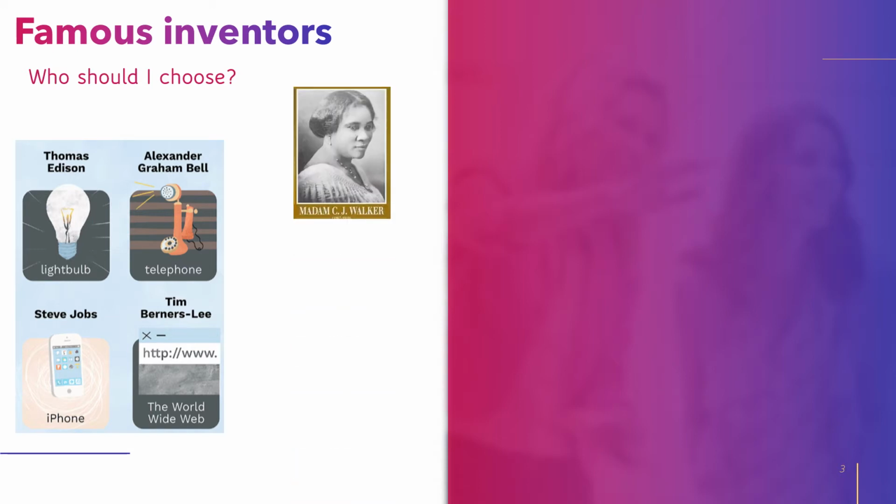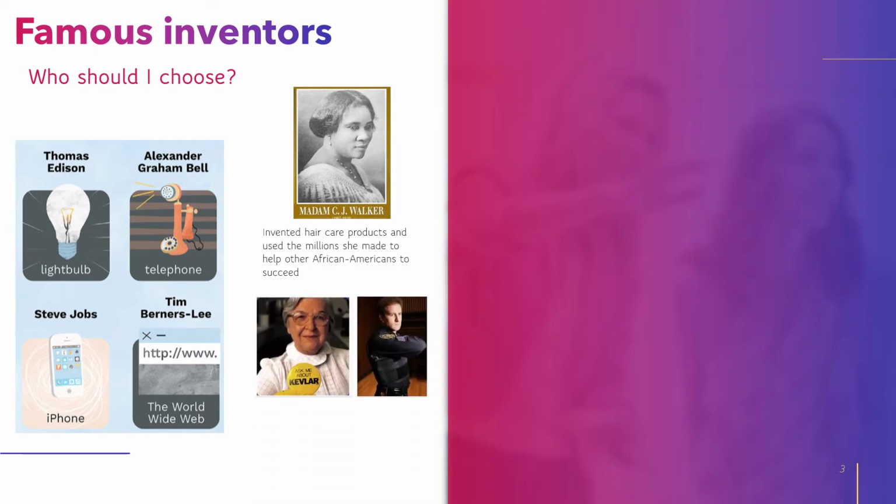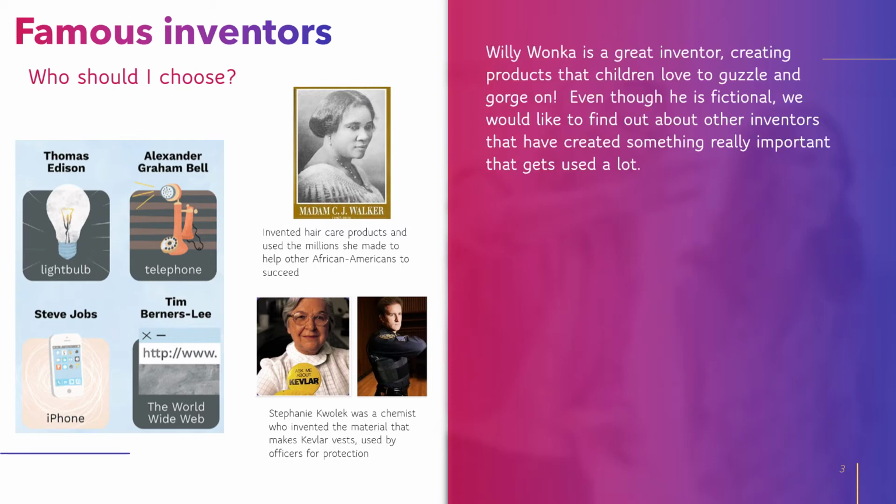Here's someone who you may not have heard of before. This is Madam C.J. Walker. She was someone who was born in the Victorian times in the USA, and she invented hair care products and used the millions that she made to help other African Americans to succeed as well. So she was a great inventor. Here's another one. This is Stephanie Kwolek, and she was a chemist who invented the material that makes Kevlar vests, which are used by policemen and policewomen and officers across the globe for protection.